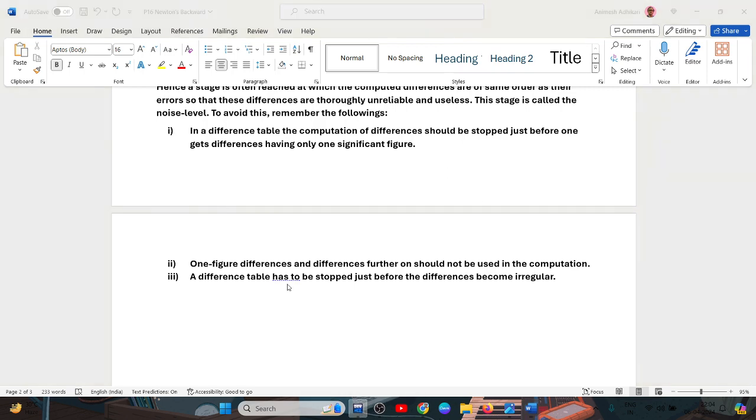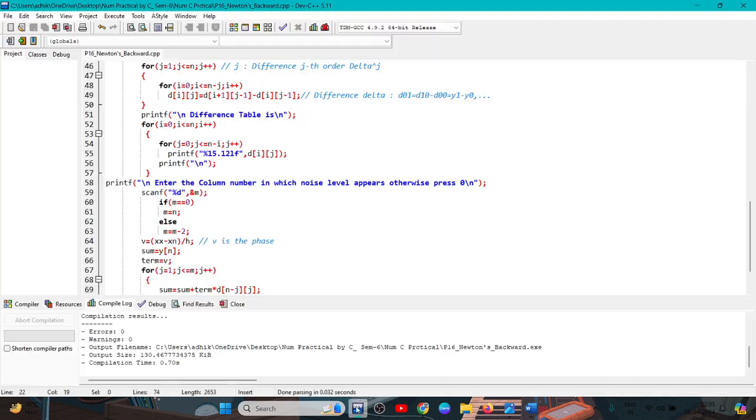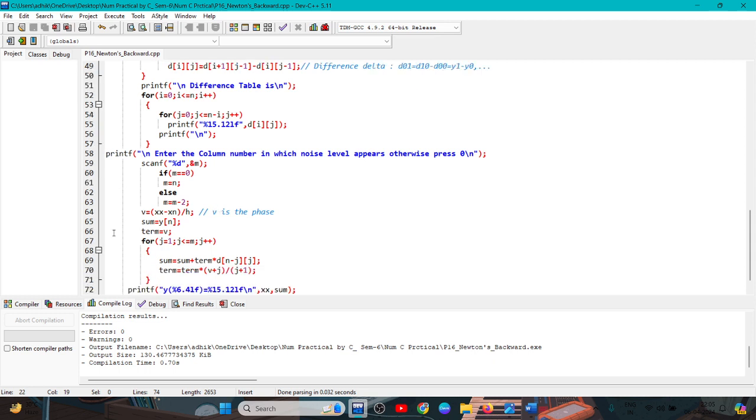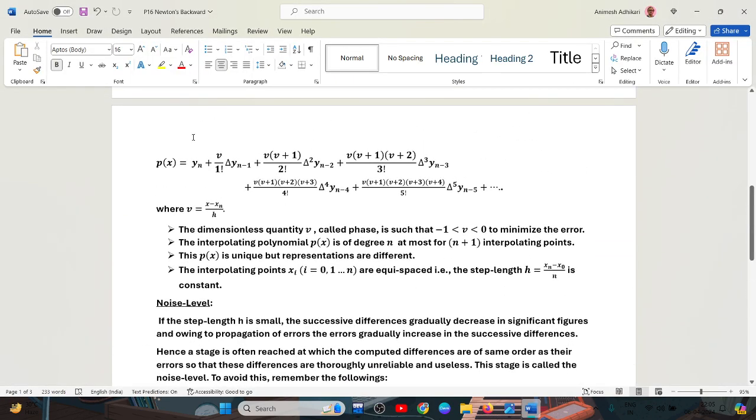So this is the noise level. If there is no noise level, put 0, then the value of m equals n, that is n equal to 9. Else m is equal to m minus 2. And p is the phase, that is (x minus xn) by h.